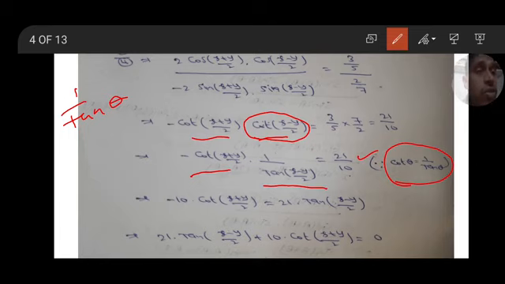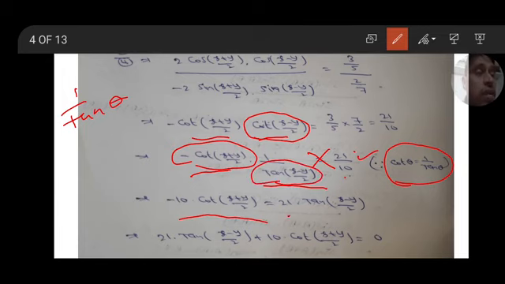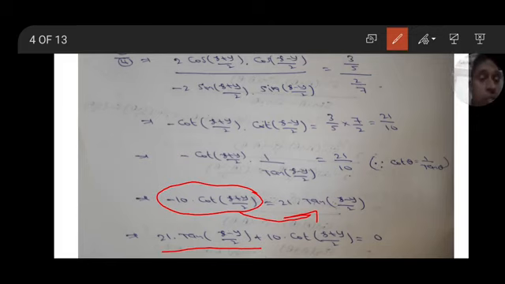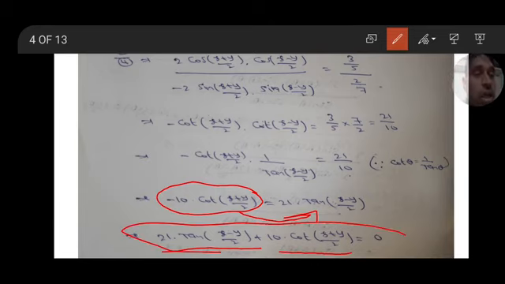Then here cross multiplication. So 10 into this, so minus 10 into cot of x plus y by 2, and 21 into this. So 21 into tan of x minus y by 2. This minus 10 into cot of x plus y by 2 comes to RHS, it becomes plus. Therefore 21 into tan of x minus y by 2 plus 10 into cot of x plus y by 2 equal to 0. This is the resultant equation.